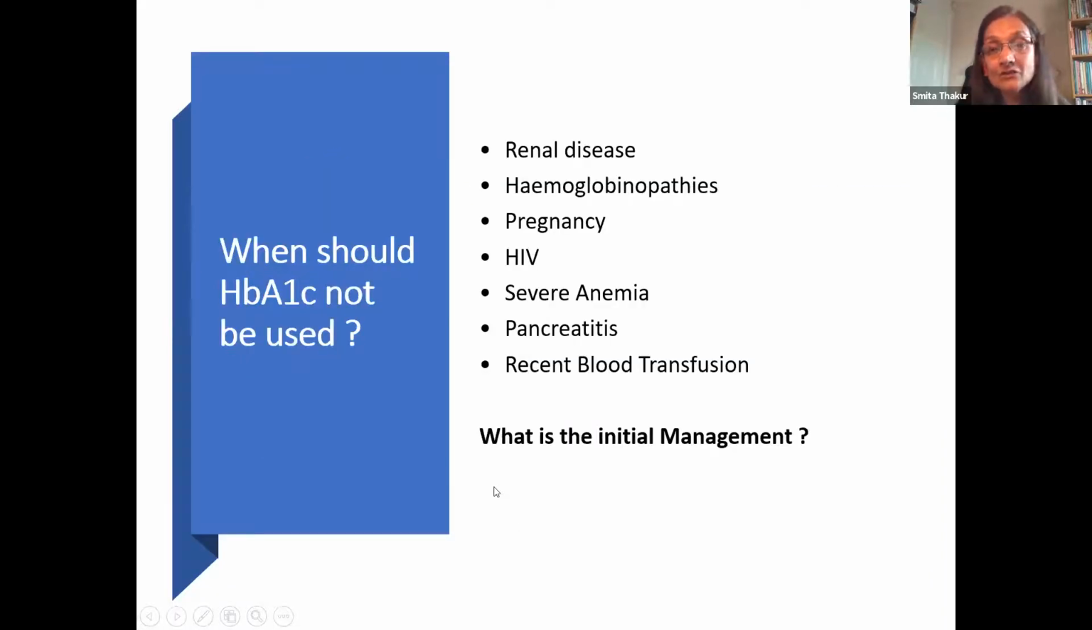So A1C should not be used because the results can be spuriously high in renal diseases, hemoglobinopathies, pregnancies, HIV, severe anemia, pancreatitis, and recent blood transfusion. So now we have a diagnosis for this gentleman. What is the initial management? What would you do for his diabetes, his hypertension, his hypercholesterolemia?